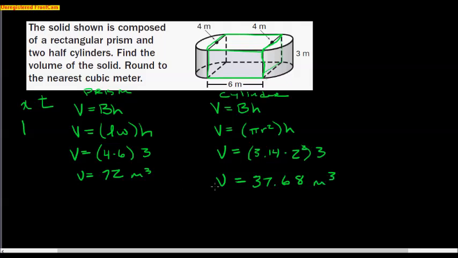So for the volume of the whole thing, I just need to add these two together, 37.68, and I'm going to add 72. So I get 6, 8, bring that down, 9, and that's 100. But they did say to round to the nearest cubic centimeter, so this 6 right here tells me round that bad boy up to 110, and it's meters cubed.